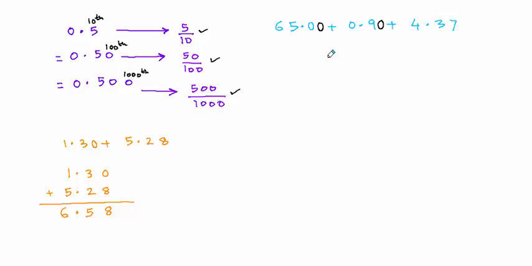The rest is easy, I guess. Let's write down 65.00, 0.90, and then 4.37, and just add them up. The decimal point in the answer will be over here. 0 plus 0 plus 7 is 7. 9 plus 3 plus 0 is 12. Write down the 2. Carry the 1 over. 5 plus 1 is 6. 6 plus 4 is 10. 0 comes in here. 1 carried over. 6 plus 1 is 7. The answer is 70.27.